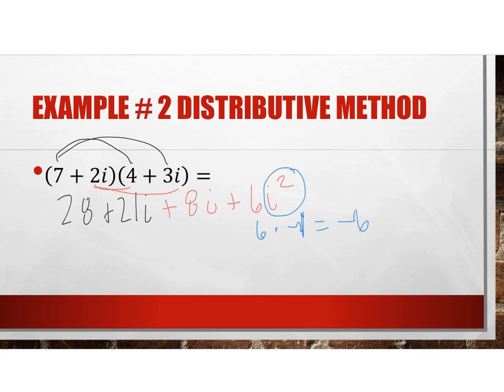I need to leave my answer in the a plus bi form. So I need to combine my real parts, 28, and now negative 6 is a real part. 28 minus 6 gives me 22. And my imaginary parts, bi, 21i, 8i, gives me 29i, leaving my answer in a plus bi form.